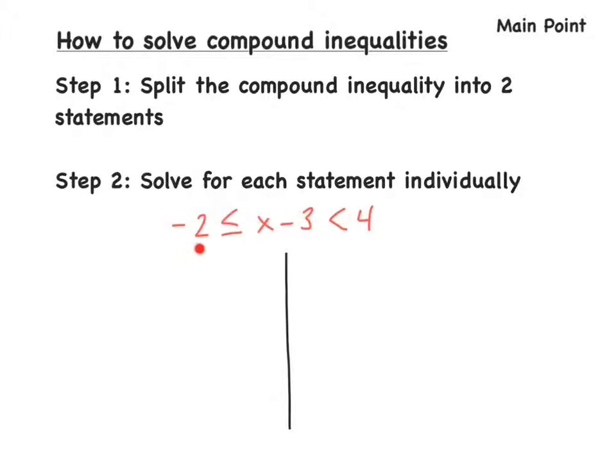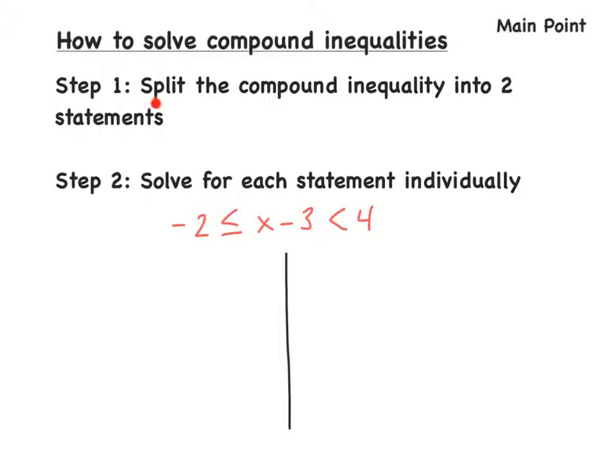I have negative 2 is less than or equal to x minus 3 less than 4. So there are two different inequalities here. So we have the negative 2 is less than or equal to x minus 3. That's one inequality. The next inequality is x minus 3 is less than 4. There's another inequality. So there's two inequalities put together. So how do you solve them? I have two steps for you.